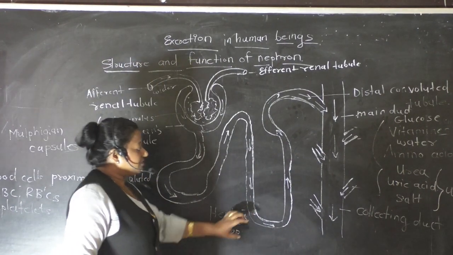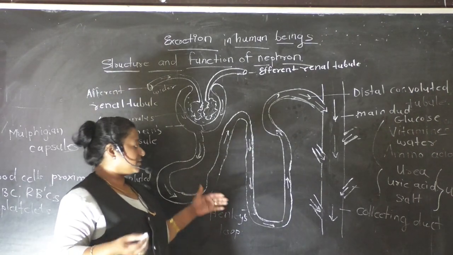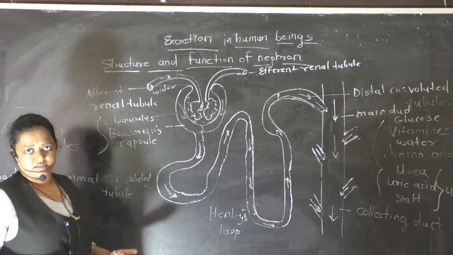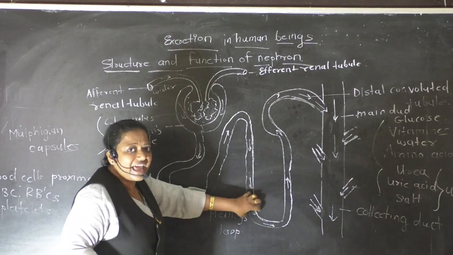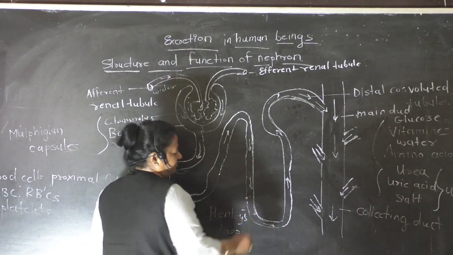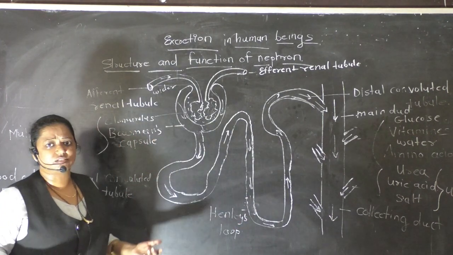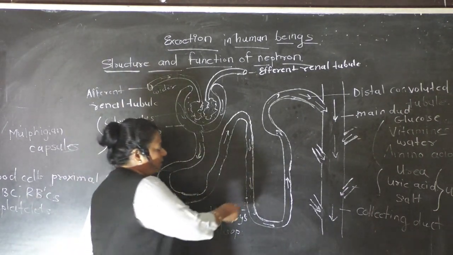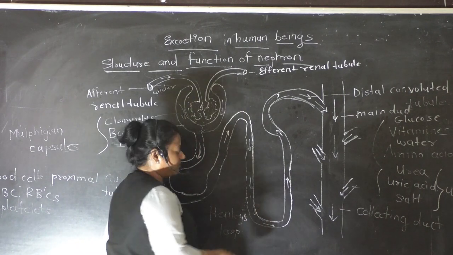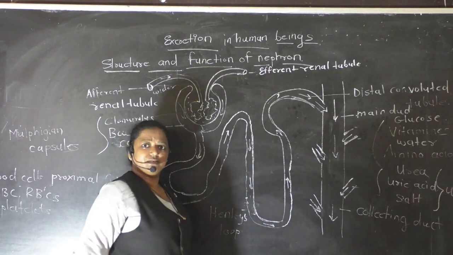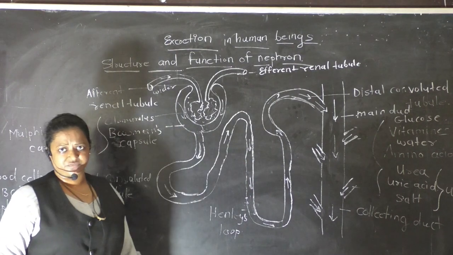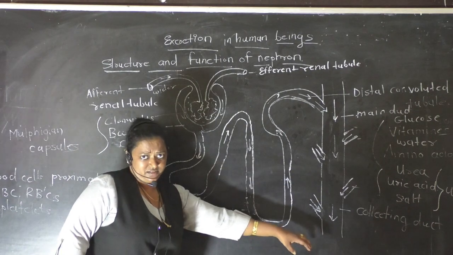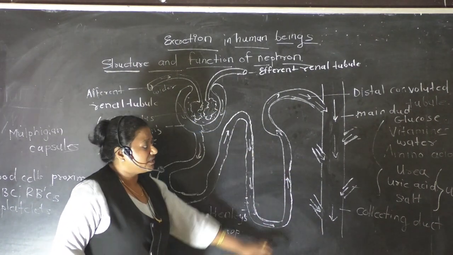Here the water, according to the necessity of the individual, will get reabsorbed through these walls. If the person has enough water, or has drunk a large amount of water, then that water will pass through this, but more water will get back through the walls and again mix into the blood. So the excess water will not convert into urine.